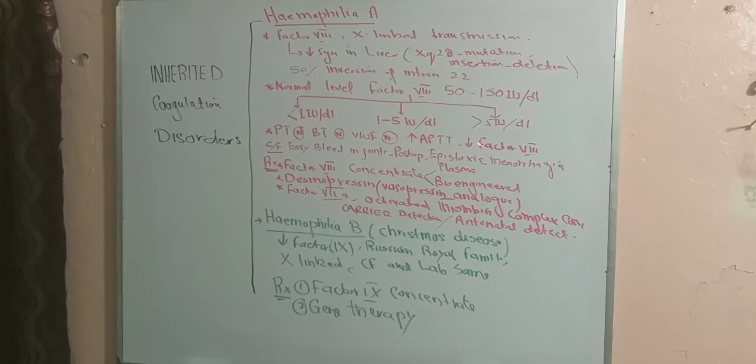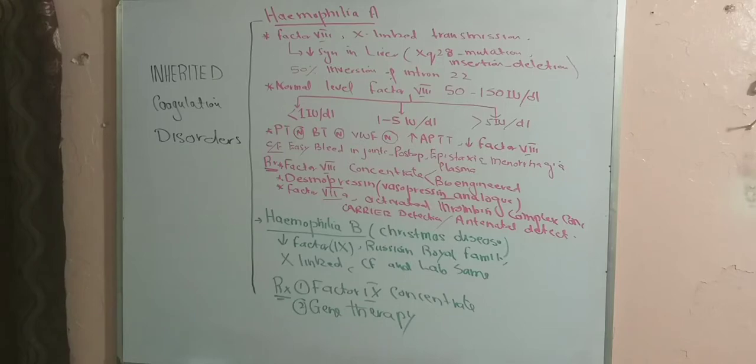But in case of the mild form, when the clotting factor 8 level is more than 5 to 10 international units per deciliter, these patients go into adolescence before they are diagnosed as a case of hemophilia A. The prevalence of hemophilia A is 1 in 5,000 males, as compared to hemophilia B, which is 1 in 30,000.